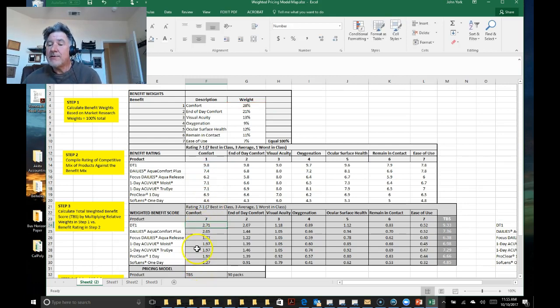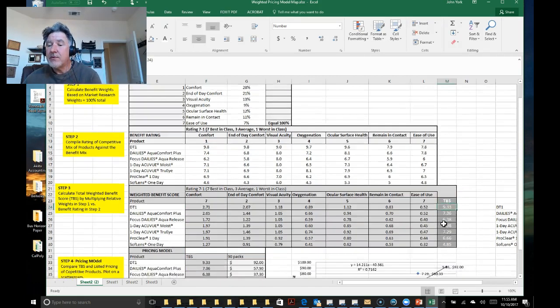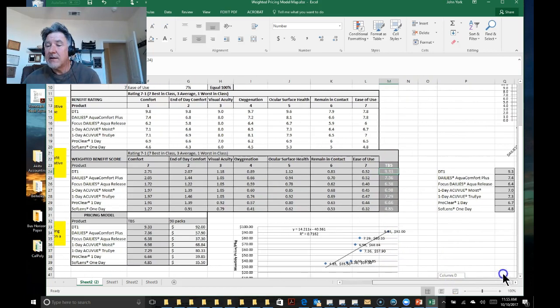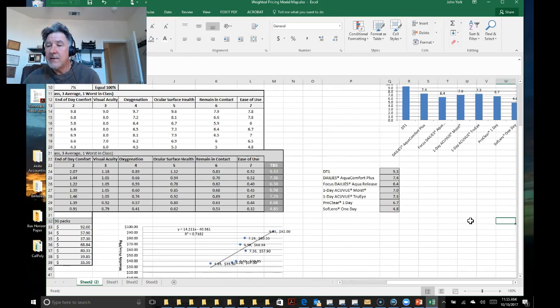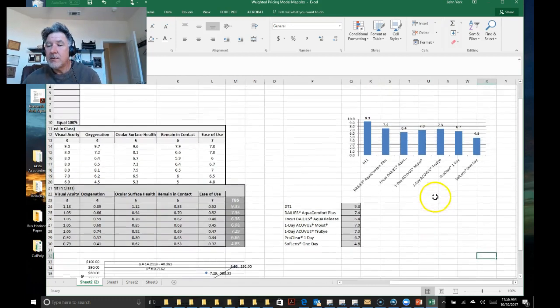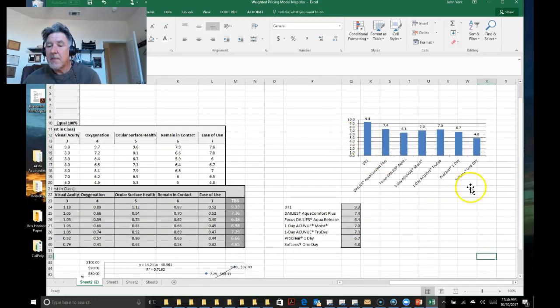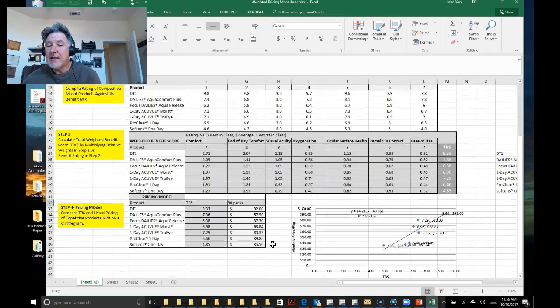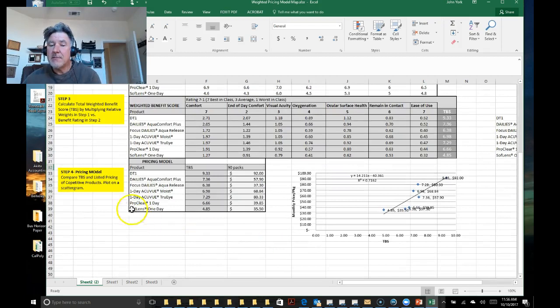So now you get your weighted benefits, then you can get your total benefit score, and you can see these total benefit scores here. As we move across, you can see I've created a bar chart based off those data. Okay? So create your bar charts, and then we get to the last piece. The last piece is the pricing model.